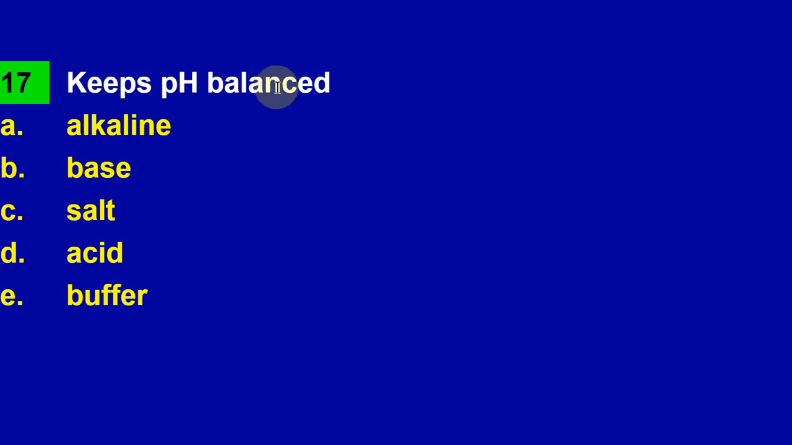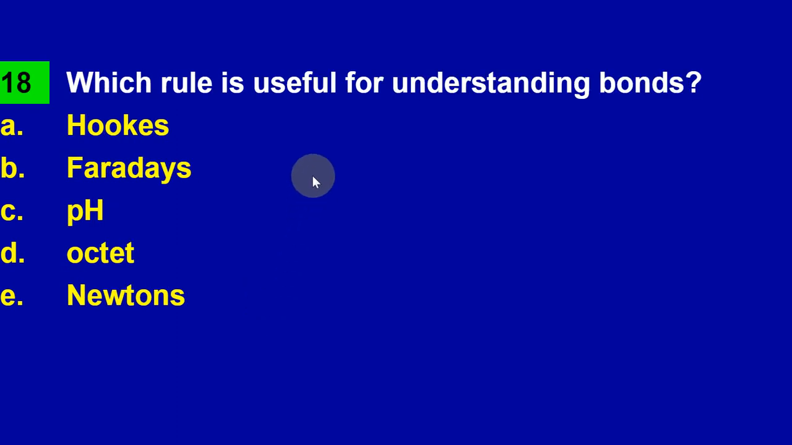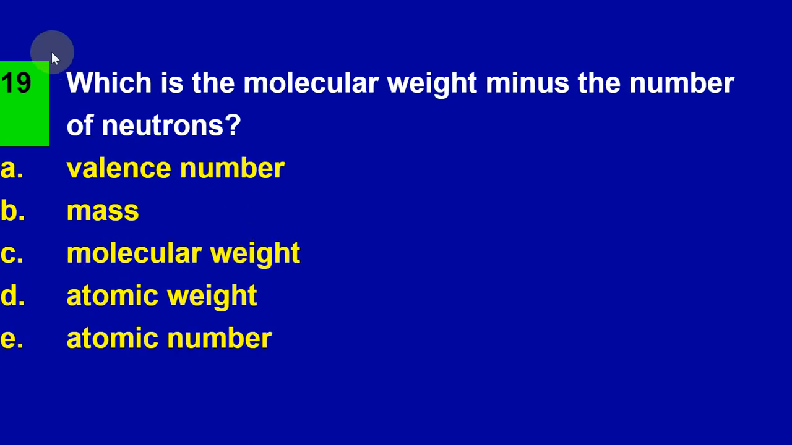Keeps pH balance. Hey, this is a new one. You remember from the reading? What keeps the pH balanced? Which one of these? Yeah, buffers do that. They balance the pH. Next. Which rule is useful at understanding bonds? No. Octet, right? It's the octet rule. Review that one. It's important.